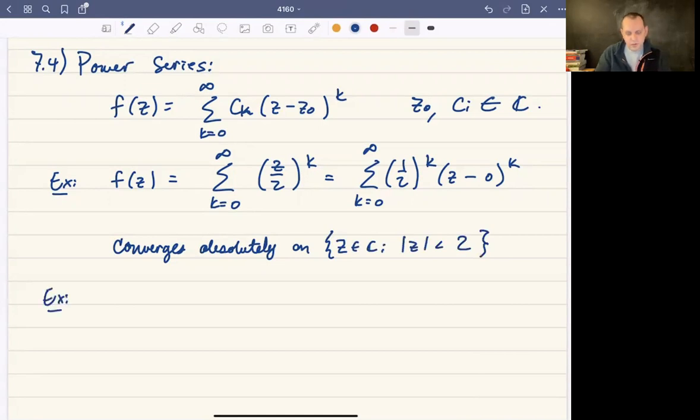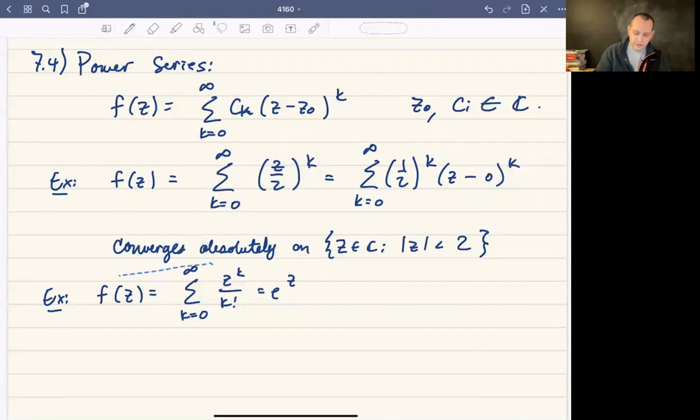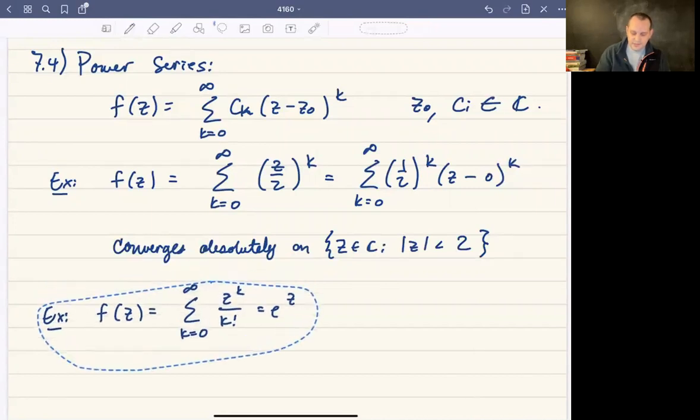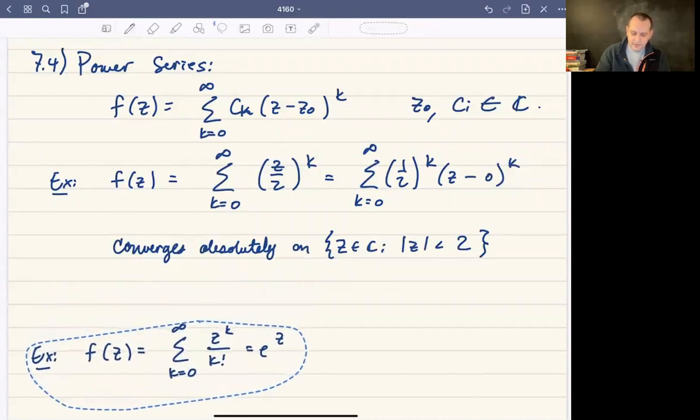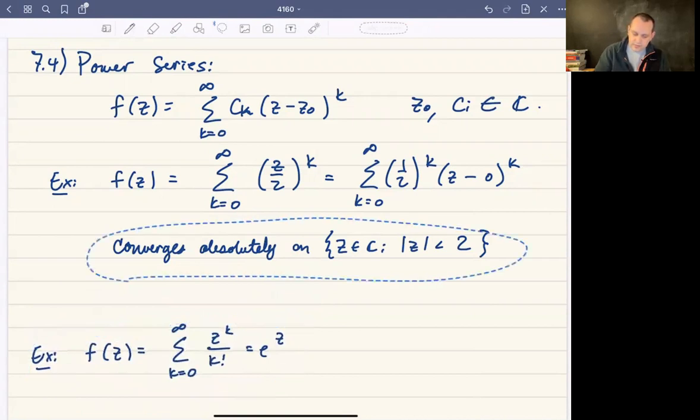The next example we could talk about is the sum as k goes from 0 to infinity of z to the k over k factorial. This, of course, should be very familiar. This is, of course, e to the z. By the way, the previous example also should be familiar. I should add in one thing here. Let me pause on this example. Sorry for the abruptness of the stop there.